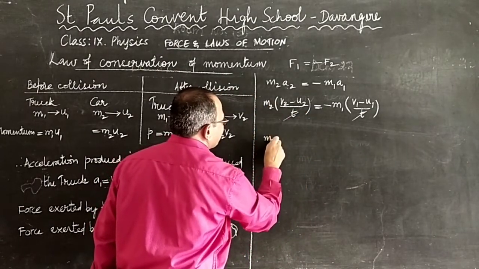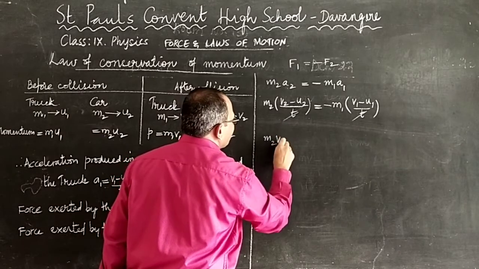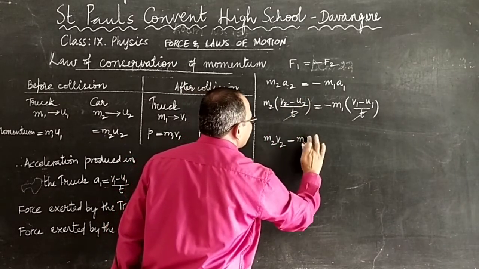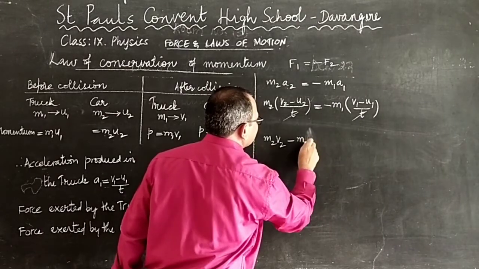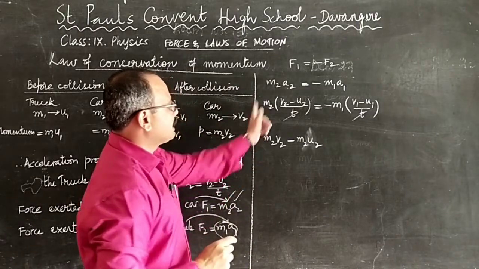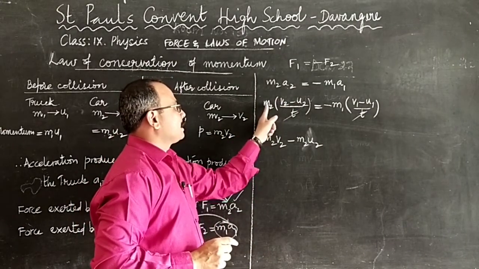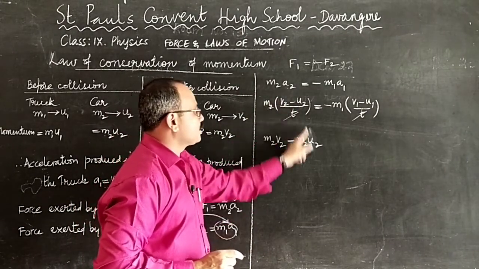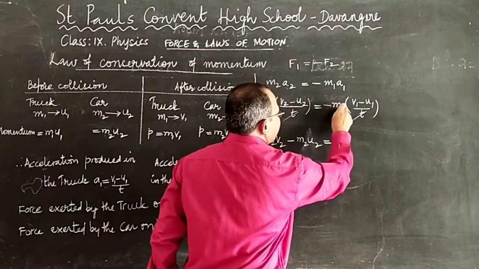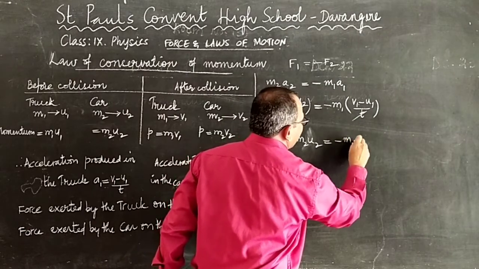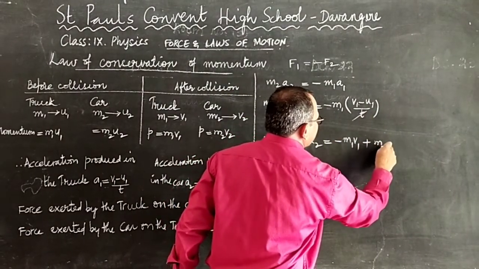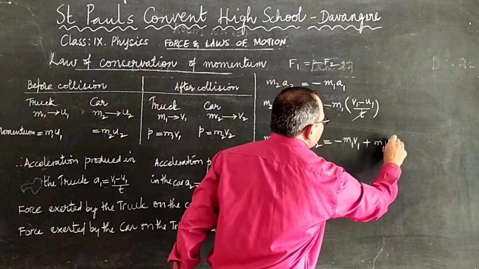Therefore, m2 into v2 minus m2 into u2. This is the multiplication of a binomial and a monomial. m2 v2 minus m2 u2 is equal to minus m1 into v1, and minus into minus becomes plus m1 into u1.